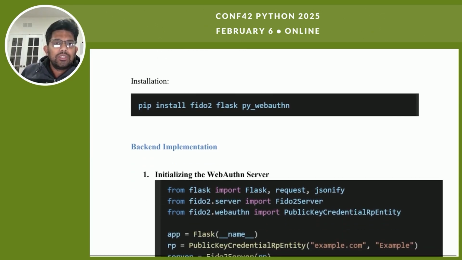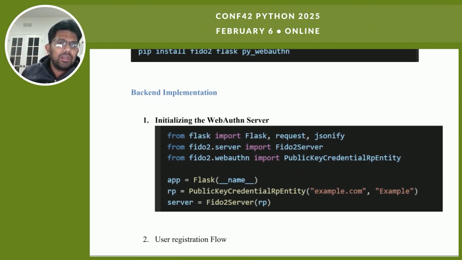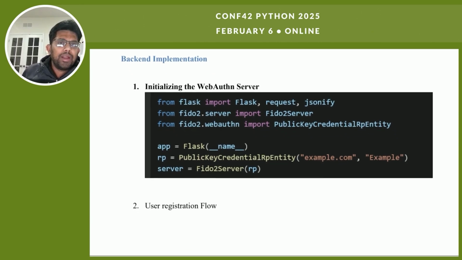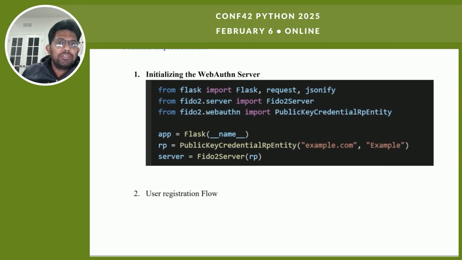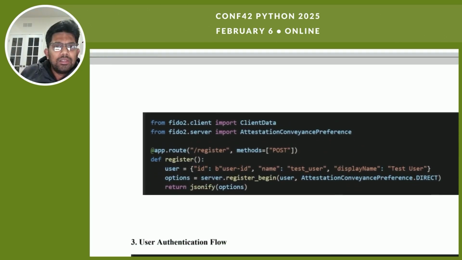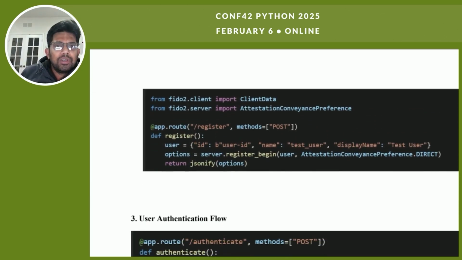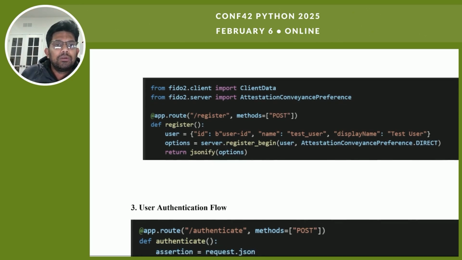So the installation is the first step, right? We'll have to install the FIDO2 packages. And then we'll also take a look at the backend implementation, for which the code has been provided here. We just need to import the Flask libraries, and then also import the FIDO2 server packages and the public key credential RP entity package. And then the user registration code is here. We just need to capture the user's device information and also the user's public key.